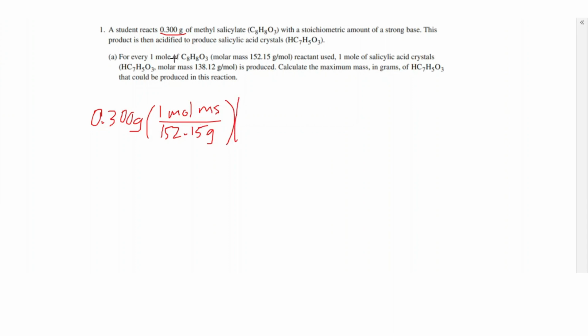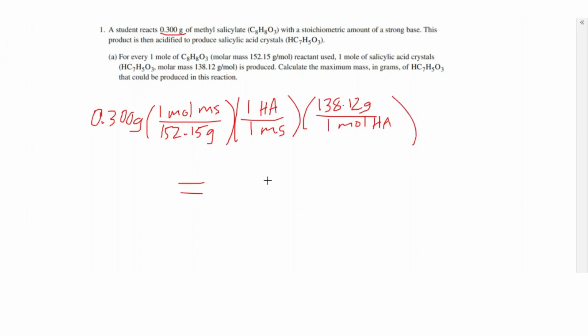salicylate. Next, we're going to convert to, and we know the mole ratio is 1 to 1, so I'm just going to call our salicylic acid HA, and we know there's 1 MS. And then we know our mass, and we are left with 0.272 grams. Remember to always be conscious about your sig figs.